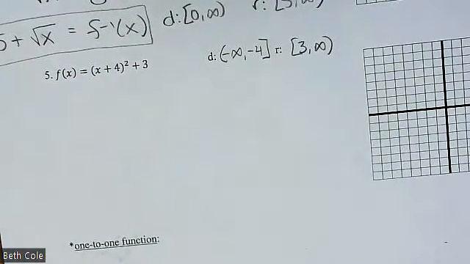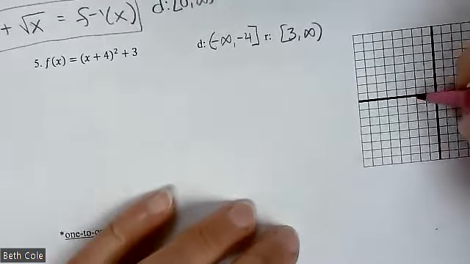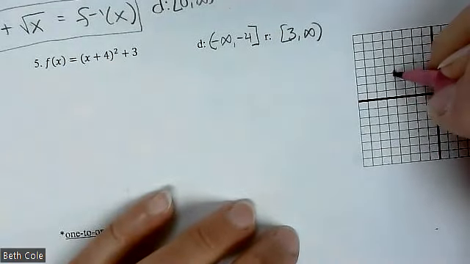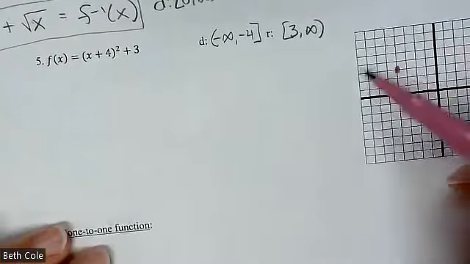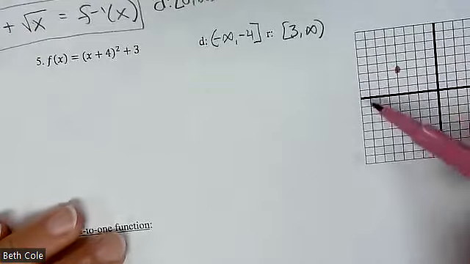Perfect. That went well. So you're going to go left 4, up 3. And now we want some other points to plug in, but you have to pick points on this side.